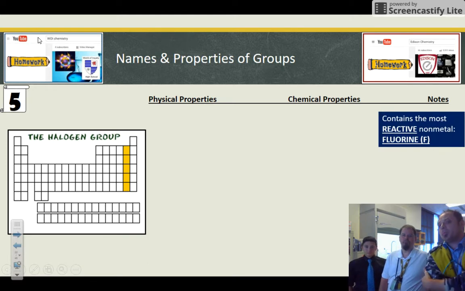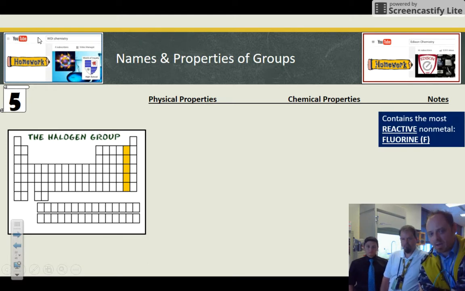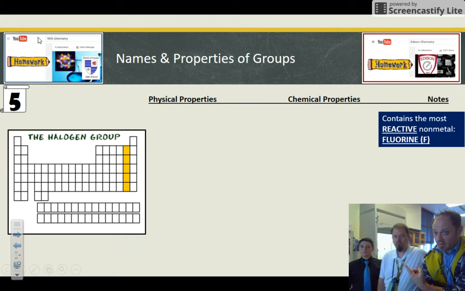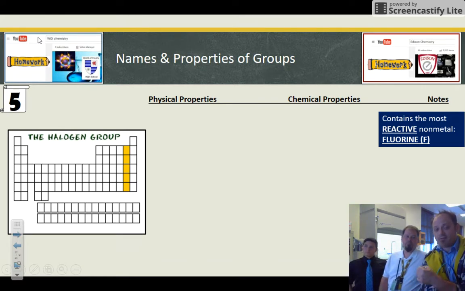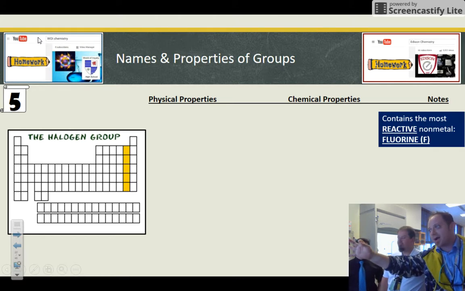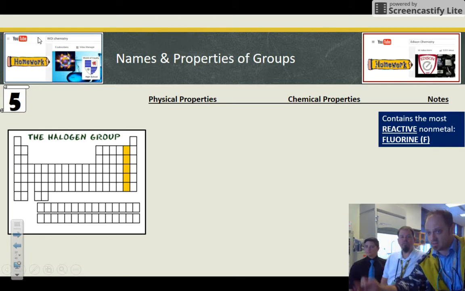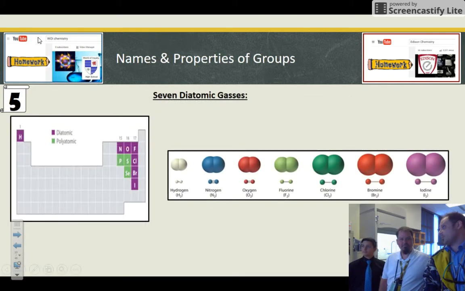This group contains the most reactive nonmetal, which is fluorine at the very top. So fluorine and francium. Fluorine's the most reactive nonmetal, top right corner of the periodic table except for the noble gases, and francium, bottom left. So they're at opposite corners of the boxing ring, if you will, and they're the most reactive of their own species. Ding ding. He said boxing ring.